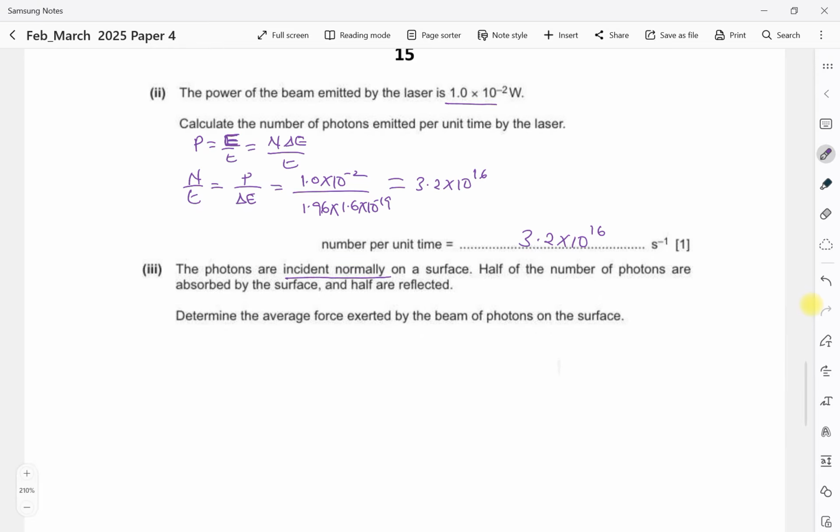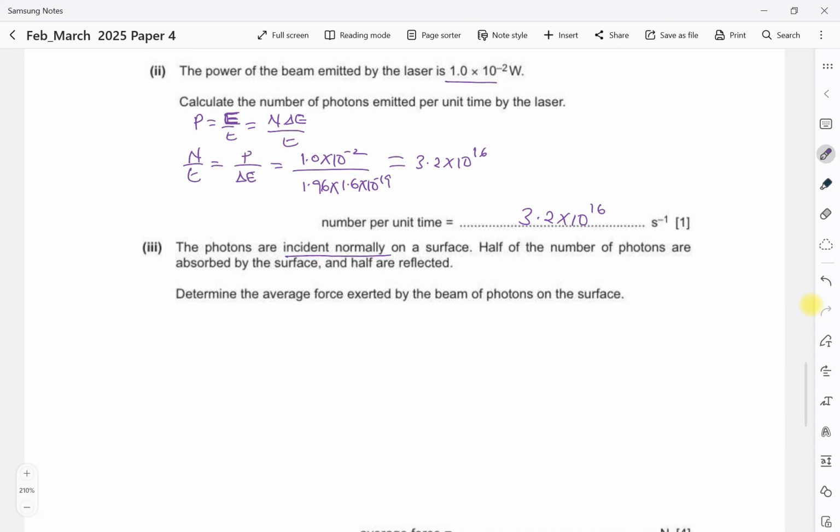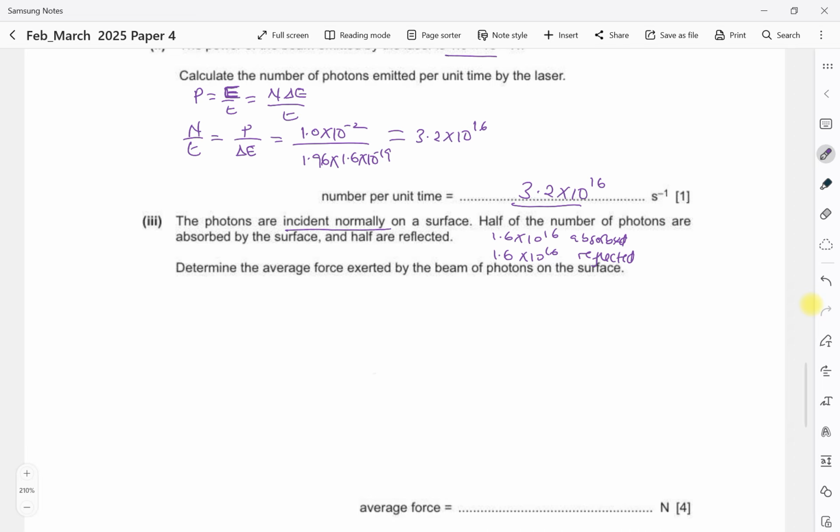The photons are incident normally, that is perpendicular to the surface. Half of the number of photons are absorbed by the surface. Half of this is going to be 1.6 times 10 to the power of 16. These ones are absorbed. And half are reflected, so 1.6 times 10 to the power of 16 are reflected. Because they are incident normally, if they are reflected, we assume that the collision is elastic. So they are going to be reflected with the same momentum in the opposite direction.